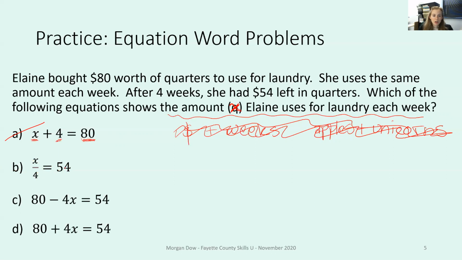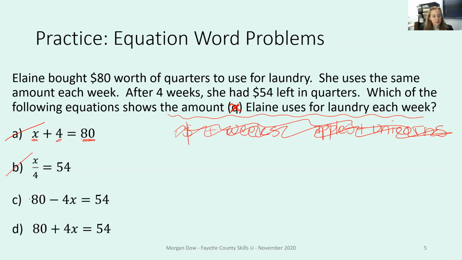Now that doesn't quite match up with the information we're given here, right? We're told she has $54 remaining, or $54 left, after 4 weeks. It doesn't say that we take some amount divided into 4 pieces and you have $54. So choice B isn't going to work either.